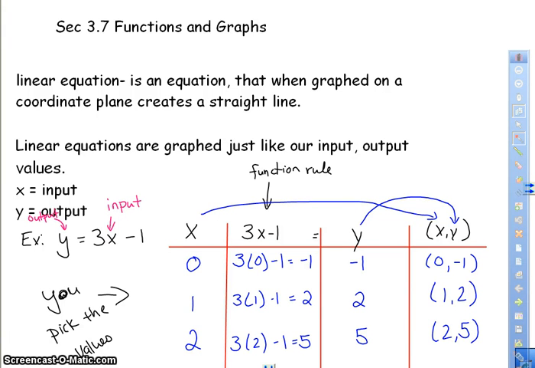Welcome to section 3.7, functions and graphs. Go ahead and press pause, and then when you're ready, press play and we'll continue discussing functions and graphs.